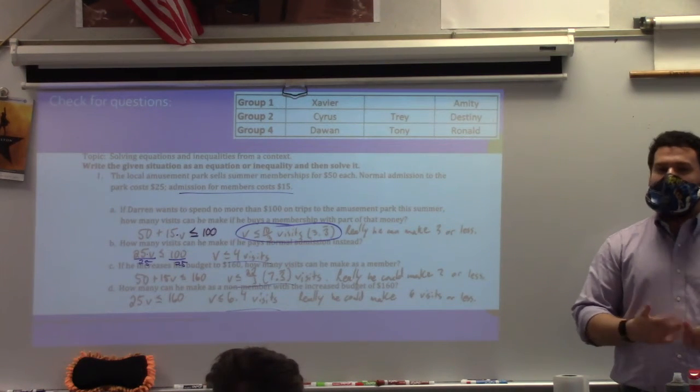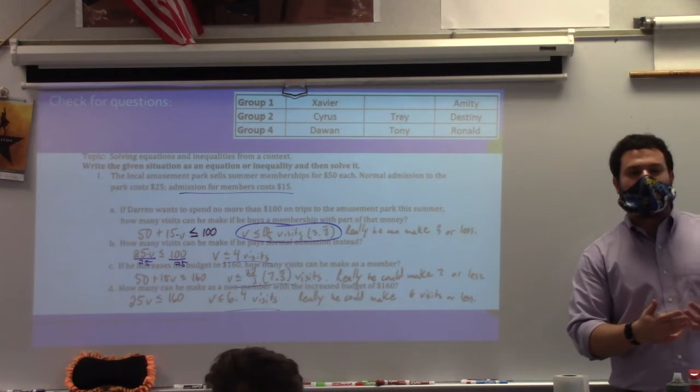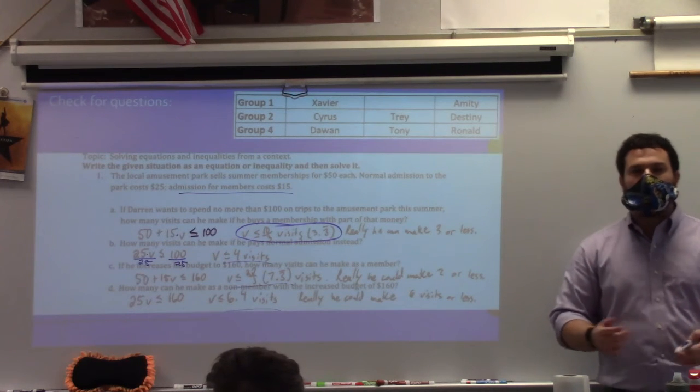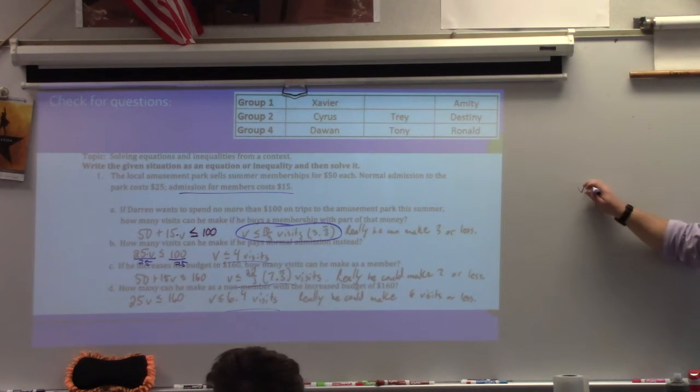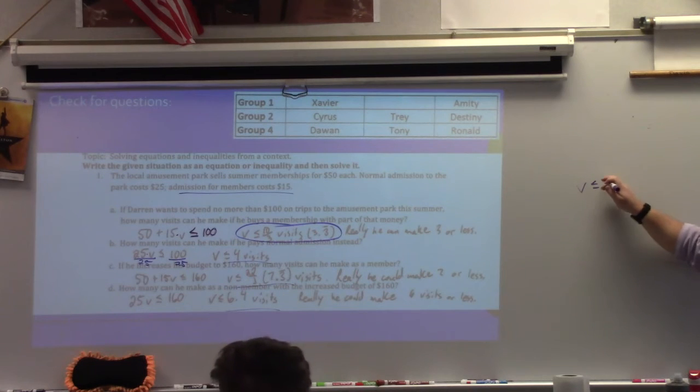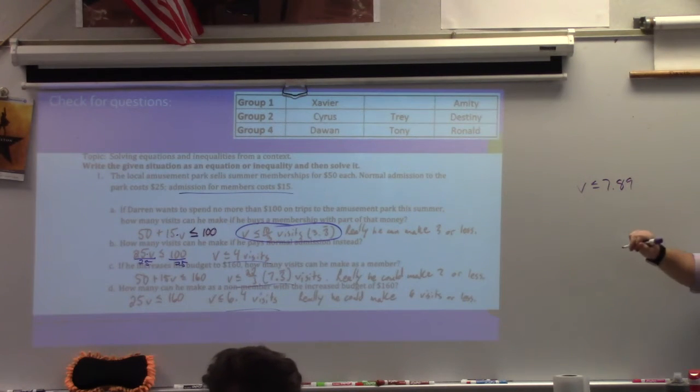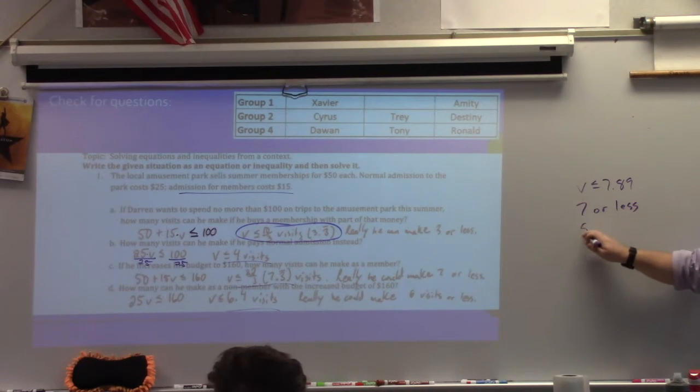Can you make half a trip? Are they going to charge you for going a short day? No. One last thing I do want to point out is this. If V had been less than or equal to 7.89, would I say it's 7 or less trips, or would I say 8 or less trips?